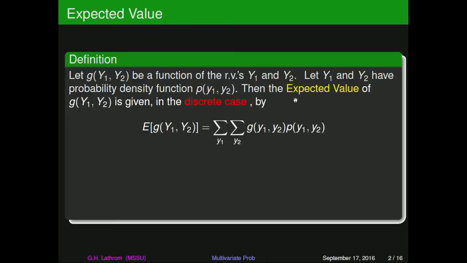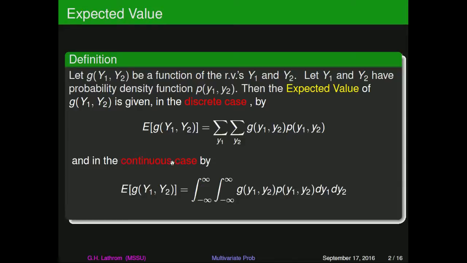Then the expected value of g of y sub 1, y sub 2, in the discrete case, is denoted by E of g of y1, y2, and it's calculated as a sum over both y sub 1 and y sub 2, so all possible values of y sub 1 and y sub 2. What you're summing is g of y sub 1 and y sub 2 times the probability of y sub 1 and y sub 2. That's very, very similar to what we saw with our expected value in the single variable case. How does that generalize to the continuous case?